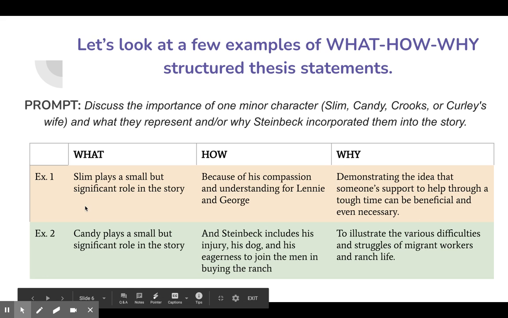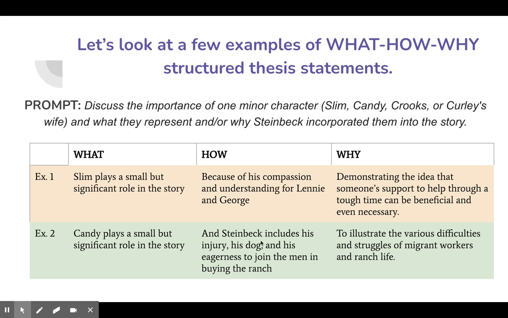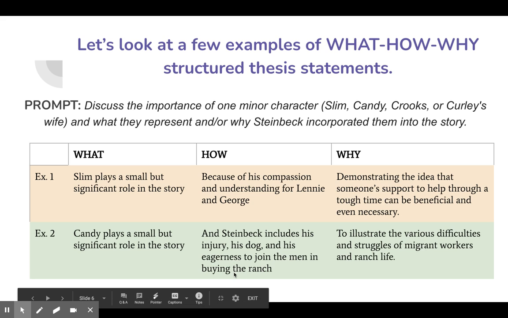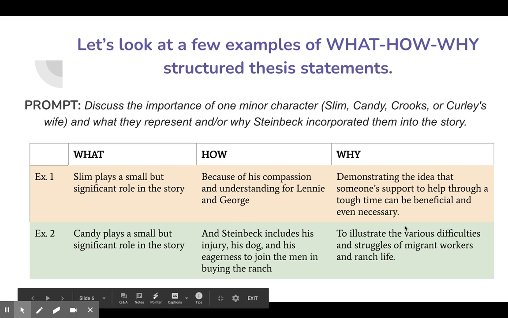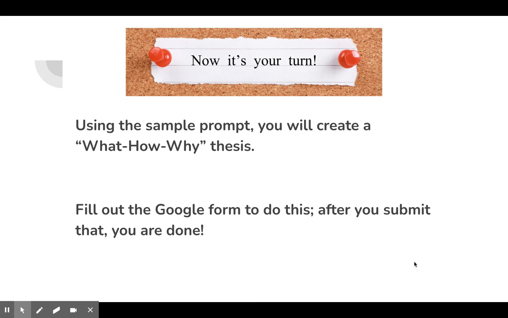Another example. Candy plays a small but significant role in the story. Note how the what is the same for both of these characters. That's totally fine. The how is different, and Steinbeck includes his injury, his dog, and his eagerness to join the men in buying the ranch to illustrate the various difficulties and struggles of migrant workers and ranch life. So we have the answer to the prompt, we have the details that you're going to break down and analyze, and then you have how you're going to use these details to support what the bigger idea is.